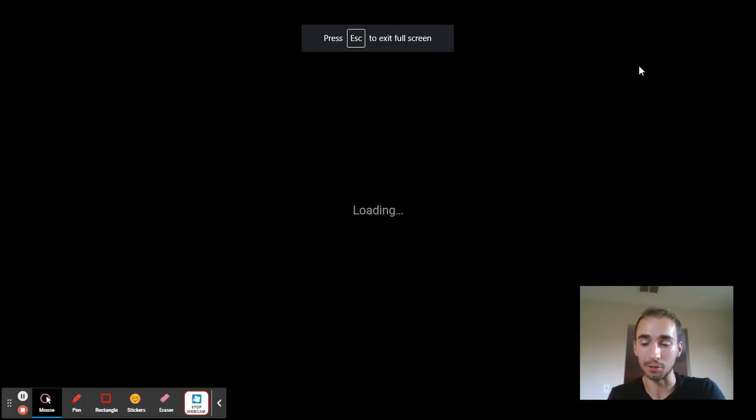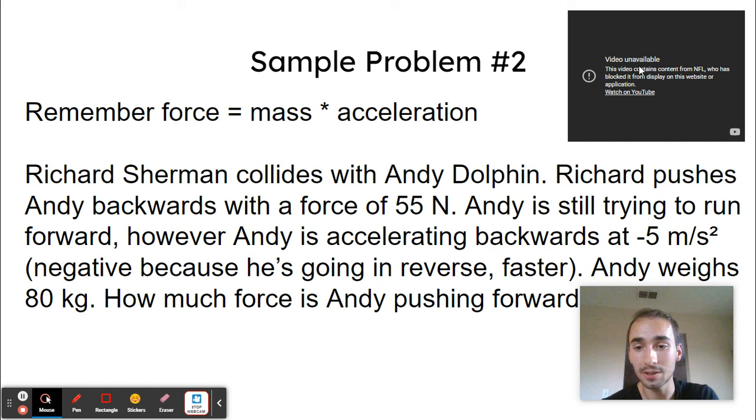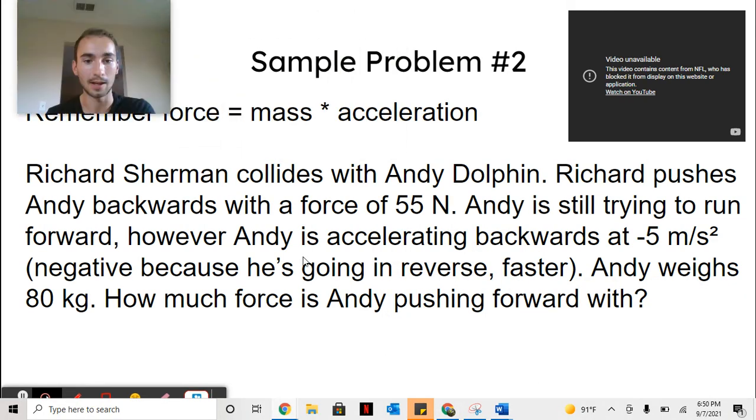All right, Richard Sherman collides with the quarterback Andy Dolphin. Richard pushes Andy backwards with a force of 55 newtons. Andy is still trying to run forward. However, he does end up going backwards. Andy is accelerating backwards at -5 meters per second squared. That's how much he's going backwards. That's definitely going to hurt. Remember, it's negative because he's going backwards and he's going faster. Andy weighs 80 kilograms. How much force is Andy pushing forward with?